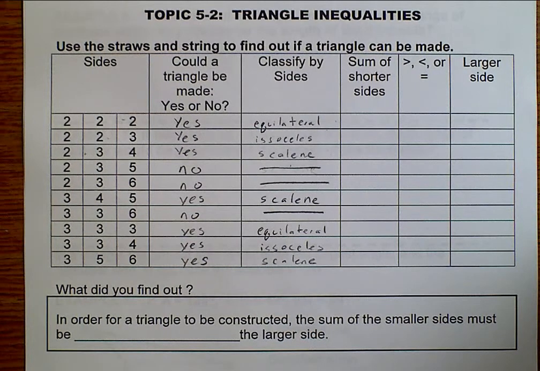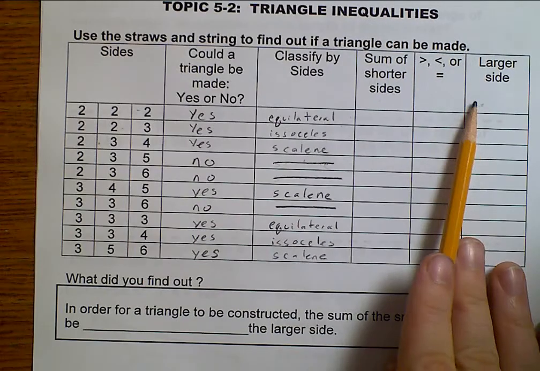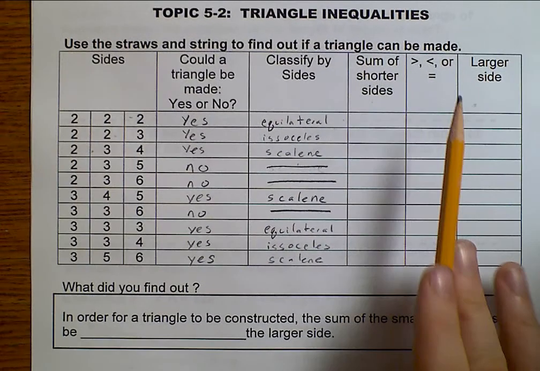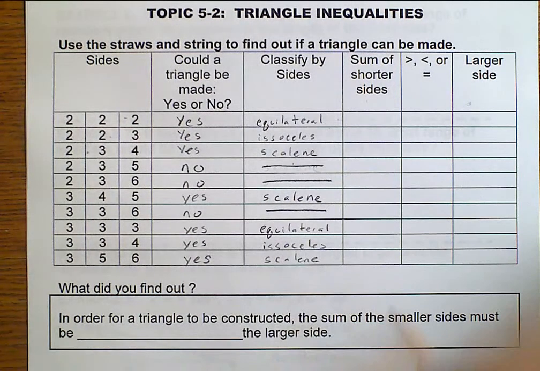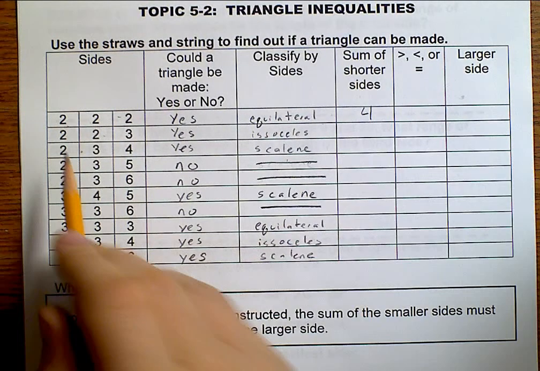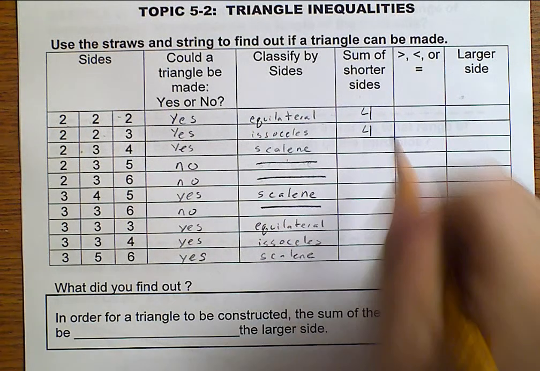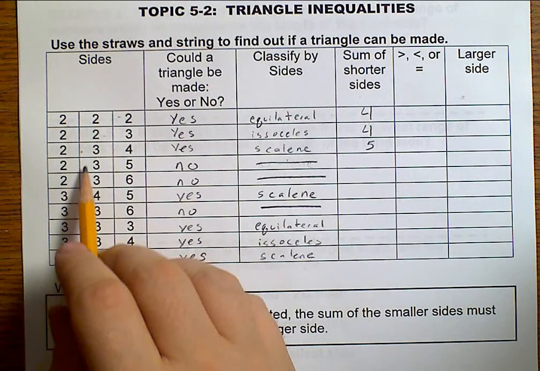So you notice that through this we have three no's, and the rest of these are yeses. Well, let's take a look. We're going to be talking about the sum of the shorter sides and the larger side. So I'm going to go ahead and do the sum of the shorter sides all the way down. So 2 plus 2 makes 4. 2 and 2 make 4. 2 and 3 make 5. We got 5 twice more.